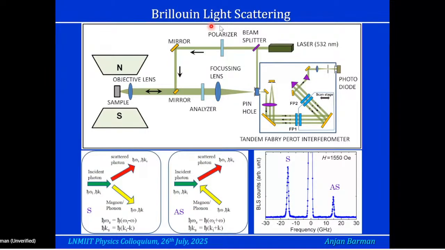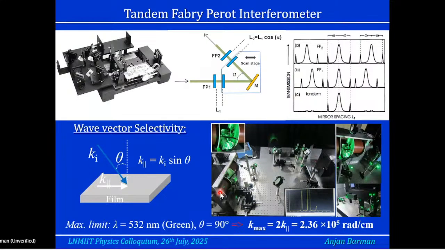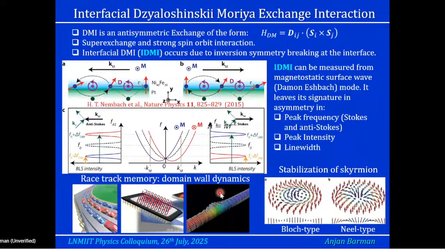And then this is Brillouin light scattering, which is an inelastic light scattering. Similar to Raman scattering, there is a creation and annihilation of a phonon, magnon, and so on. So you can see Stokes and anti-Stokes peaks, and from the shift you can find out the energy of the phonon or magnon. And this is a Brillouin light scattering setup, and you can measure different things.